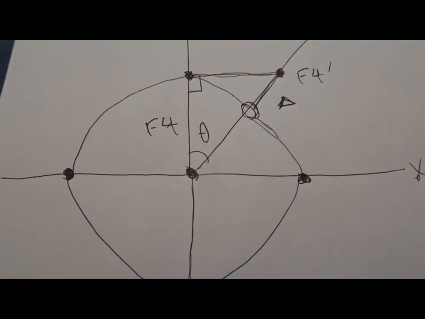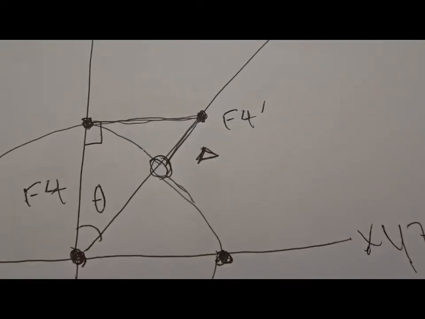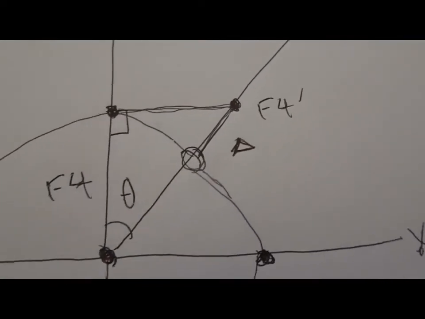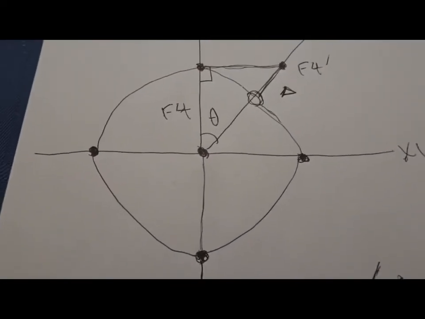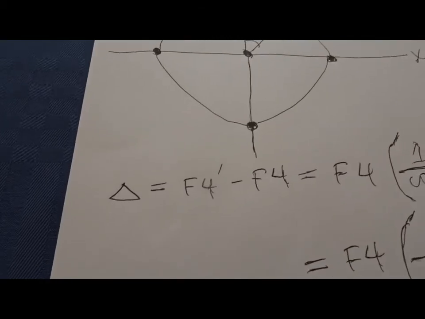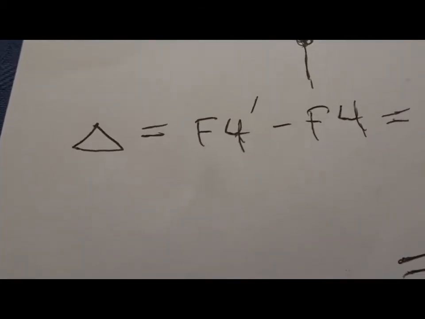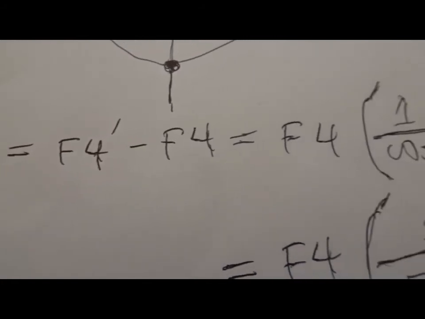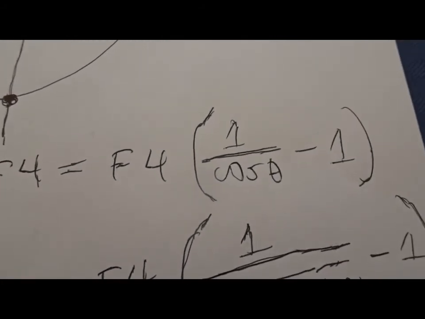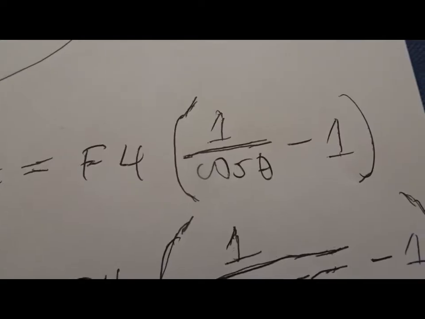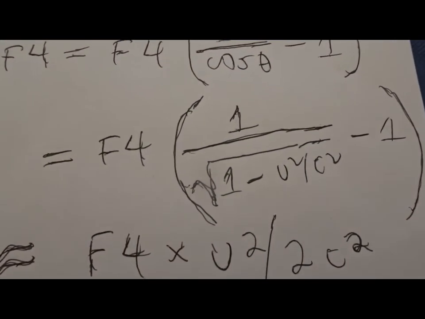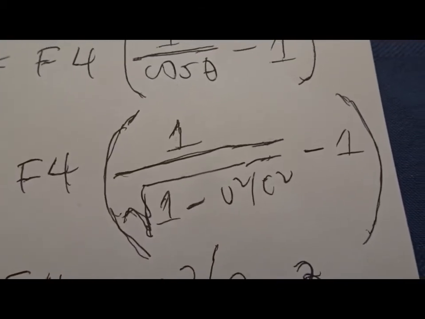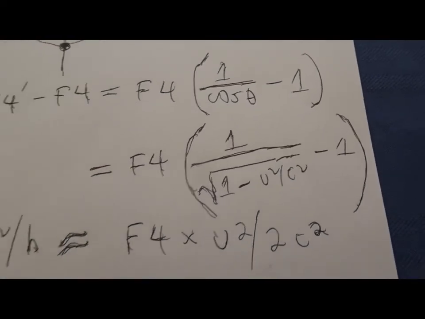Now, what are deBroglie waves? deBroglie waves are the difference between F4 prime and F4, F4 prime minus F4. So let's evaluate them mathematically to see how that works. We define a quantity delta, which is the difference in frequency, F4 prime minus F4, and that's clearly, by geometry, F4 times 1 over cos theta minus 1. Now, if we substitute in, that's just F4 times 1 over the square root of 1 minus v squared over c squared, minus 1. Simple substitution.